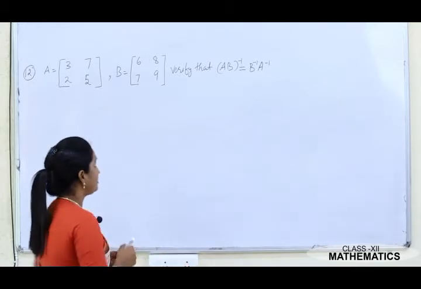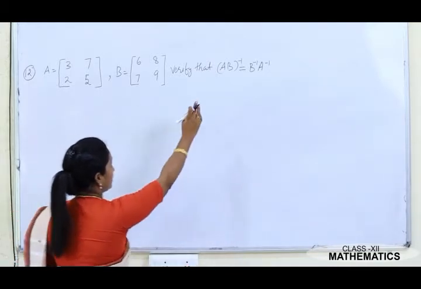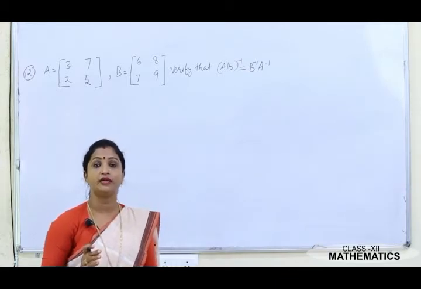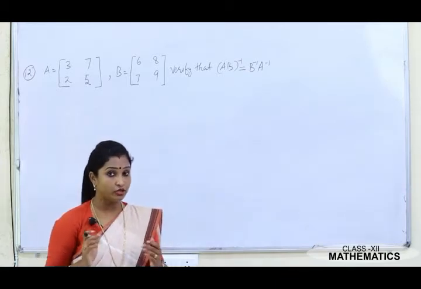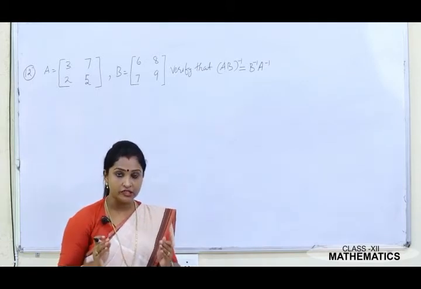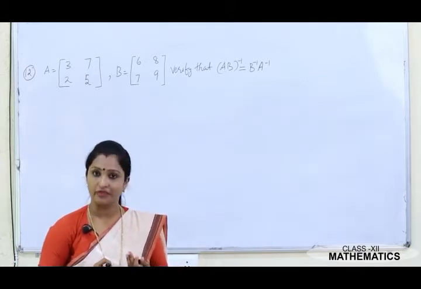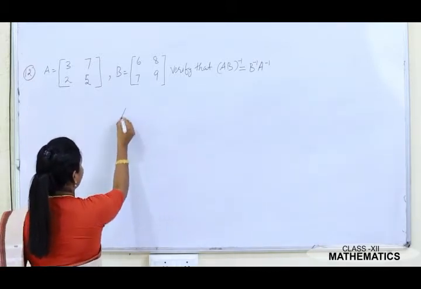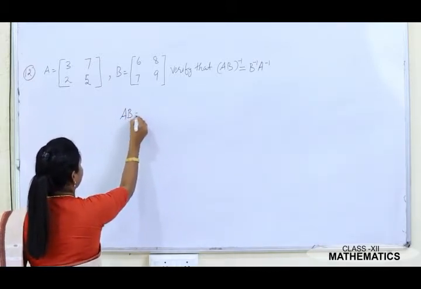So let's see. First thing is, what is the LHS given to you? (AB) inverse. That means you have to first find (AB) inverse. What is the condition to find (AB) inverse? You have to first find the determinant of AB. So let's see what the determinant of AB is. To find it, you have to first multiply A and B.